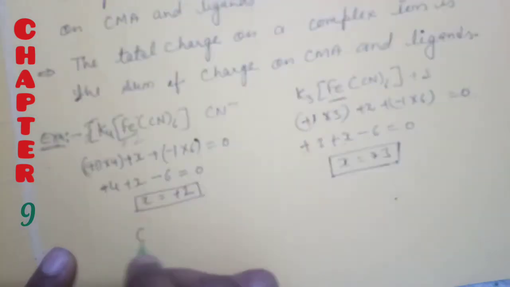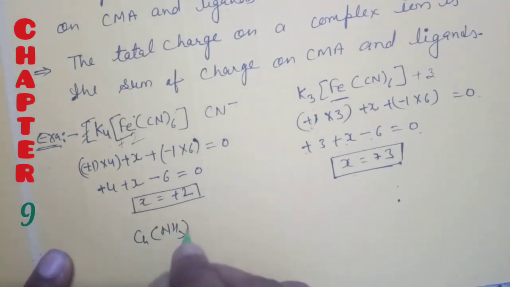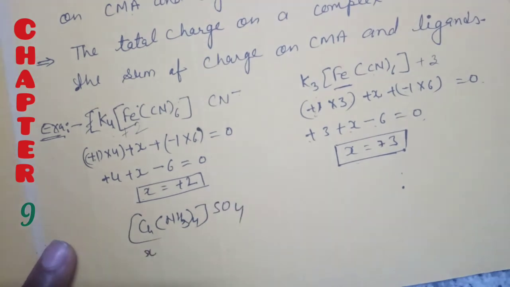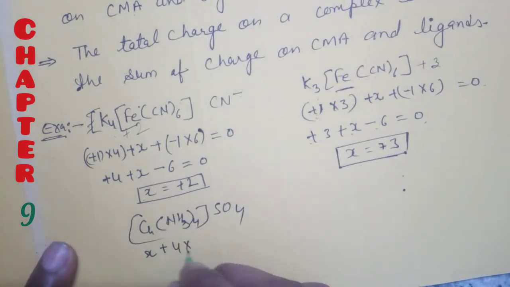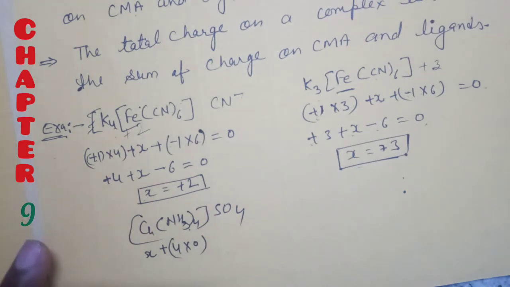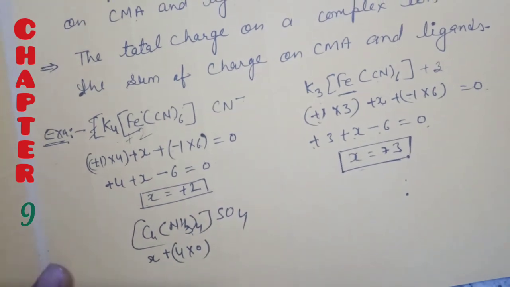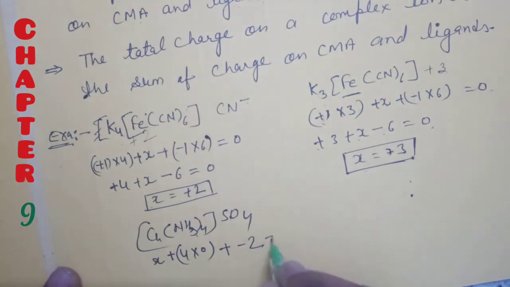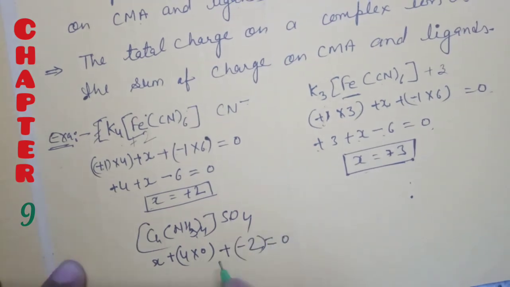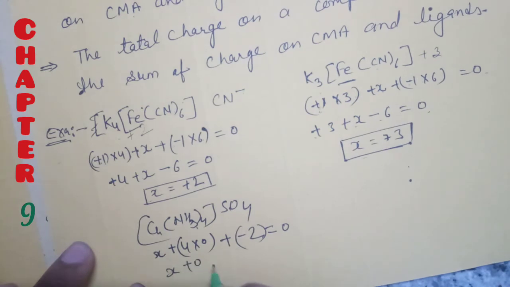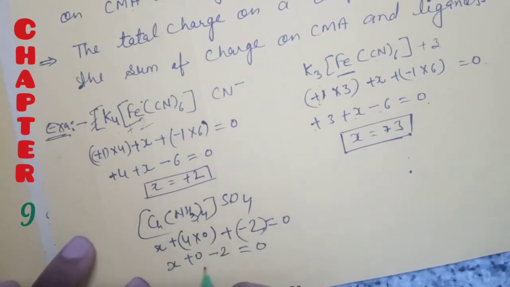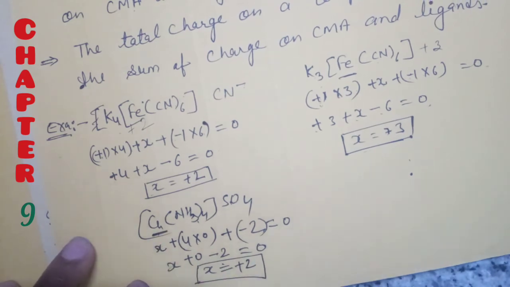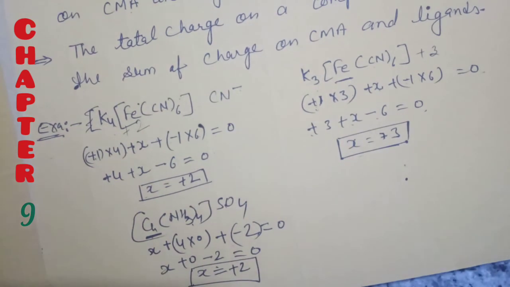Okay. Next, in [Cu(NH3)4]SO4. X for Cu, 4 into 0, since ammonia is a neutral ligand. Okay, I have told you that first of all. Plus SO4 is negatively charged. The sum of all these will be 0. It means X plus 0 minus 2 is equal to 0. Then X will be +2. So the oxidation number of Cu here is +2.